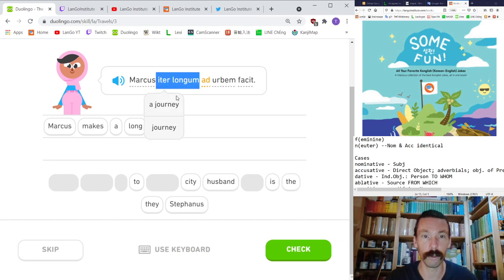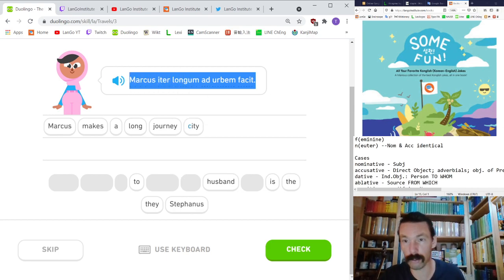The way, the road. Iter. Is to the city. Ad urbem. Urbem. This is accusative as well. So we've got more than one accusative noun phrase here. No need to panic. Let me just copy that. We can annotate the structure of it a bit.